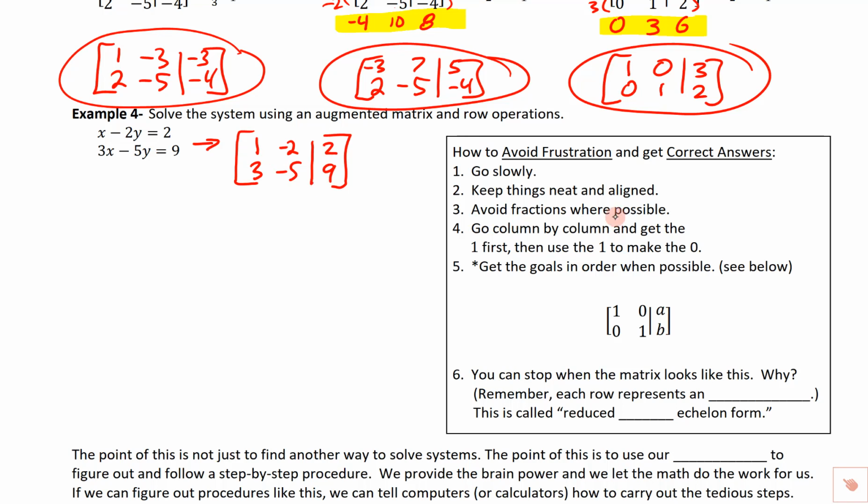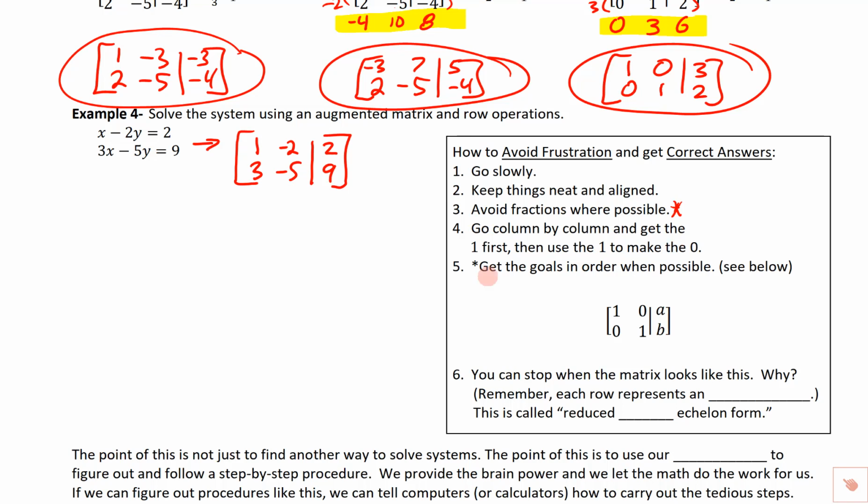Avoid fractions where you can. If you can avoid a fraction, please do. There are times where you can't avoid it. And then we're going to go column by column, and we're going to get the 1 in that column first. Then we're going to use the 1 to make the 0. And that will make sense here in just a second. And we want to get the goals in order when possible.